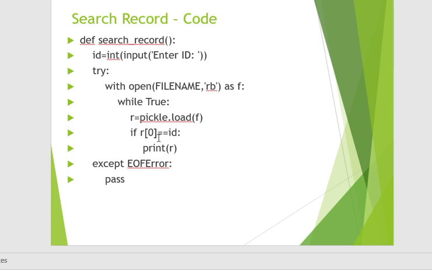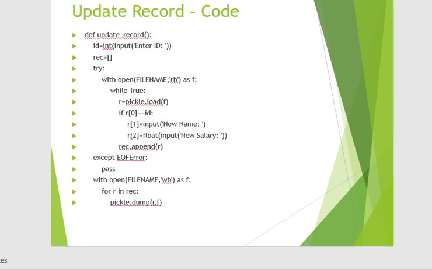If you remember the previous statement, we dumped the values in the form of a list. All three attributes, employee id, name and salary, were given as three different elements of the list. So we are reading the first element of the list, because the first element is the id. If that is the id we are looking for, then we will display it with print r. Otherwise we will raise an exception, that is end of file error, and pass. Next one is updating the record.